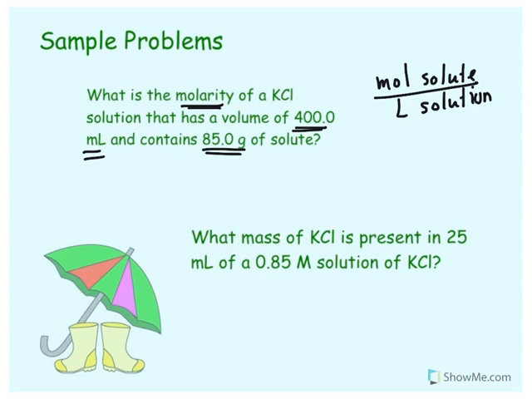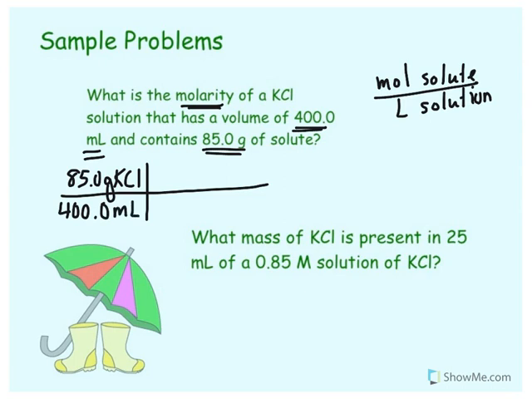So just like parts per million, we're going to have our solute over our solvent. So 85 grams of our solute, which is potassium chloride. And, well, I misspoke. The solution, not the solvent, goes on the bottom. So in parts per million, we looked at solute per solvent. Now we're looking at solute per whole solution. And our problem gives us 400 milliliters of solution. Okay? Well, we want moles per liter. We have grams per milliliter.